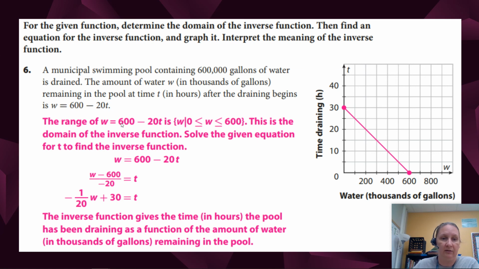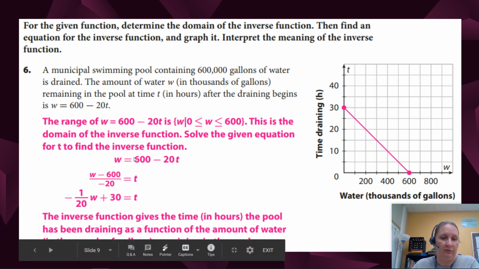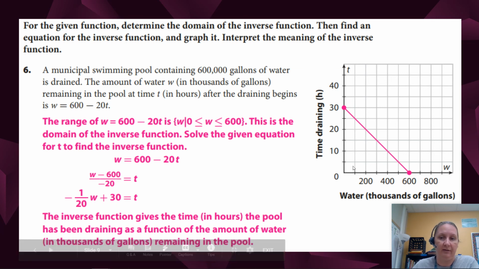So the domain is going to be from 0 to 600 for the original one, and the range is going to be from 0 to 30. So the range of the inverse is going to be the domain 0 to 600 of the original one. And then we would just use our math to find it. So the domain of the original is going to be the range of the inverse and vice versa.